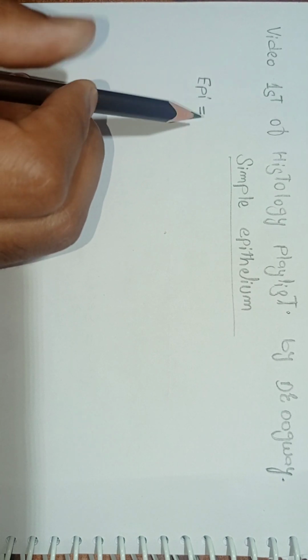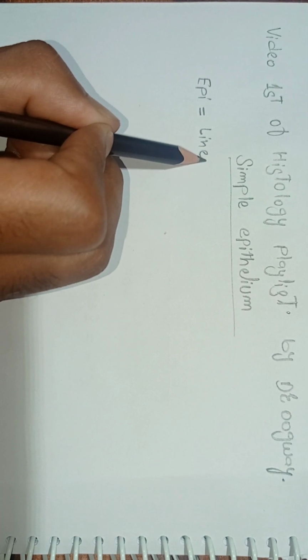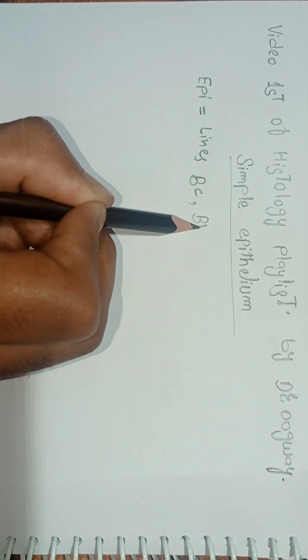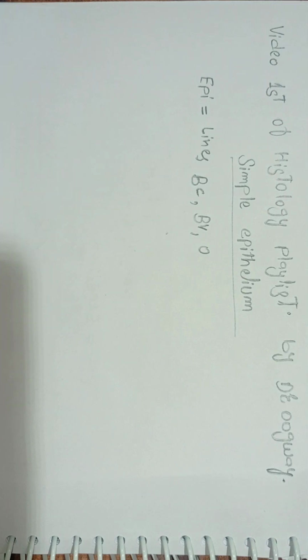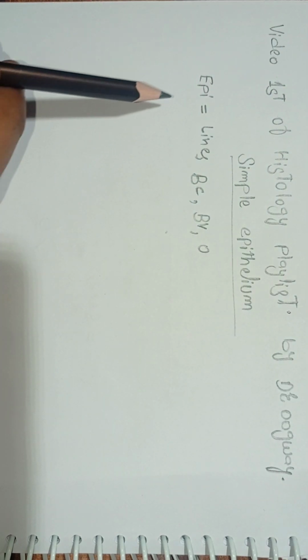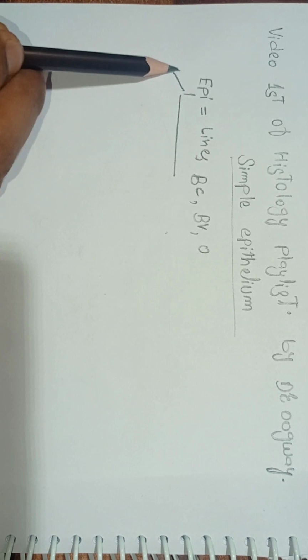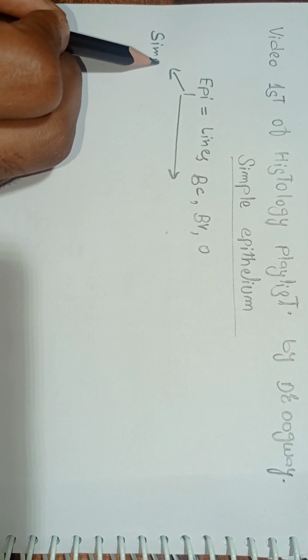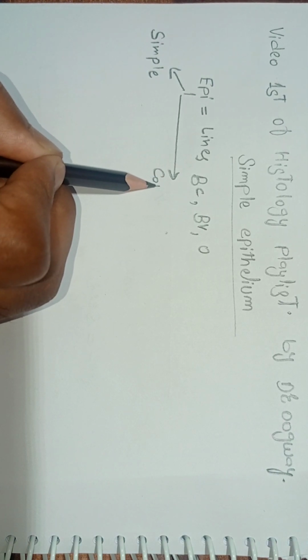What is epithelium? Epithelium lines body cavities. It lines blood vessels. It lines organs. Clearly, so epithelium lines body cavities, blood vessels, and organs. This epithelium is of two types. Number first is simple epithelium. Clearly, number second is compound epithelium.